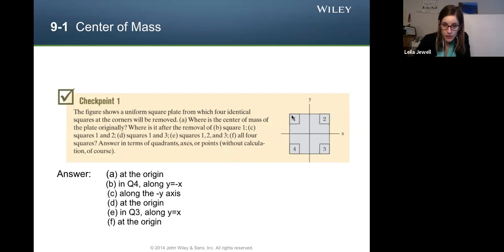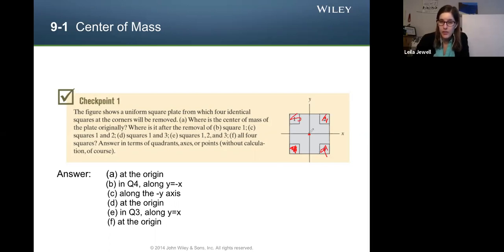Okay, and then if we remove squares 1, 2, and 3, then it's going to just be, oh, they have an extra one here. Along this line, y is equal to x, but now in the third quadrant. Sorry, I didn't quite draw that symmetrically. And if we remove the fourth one as well, then now it's once again balanced, and so we'd be right back at the origin.